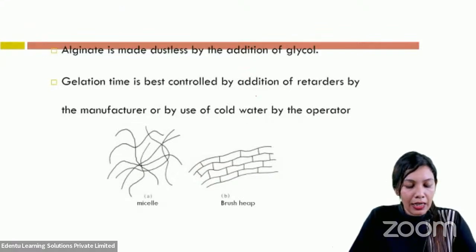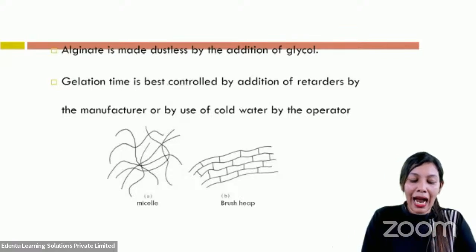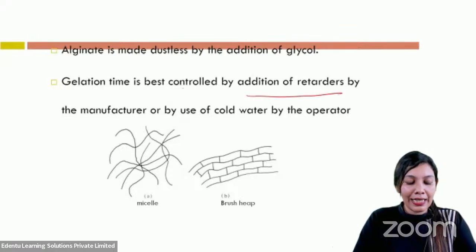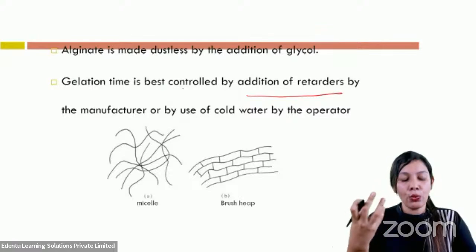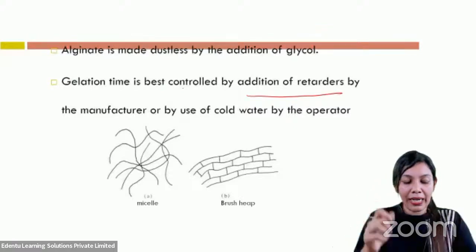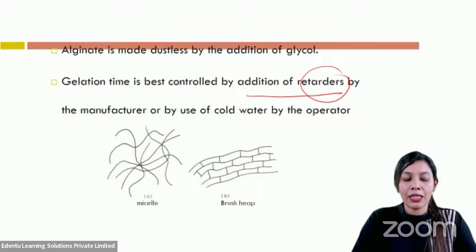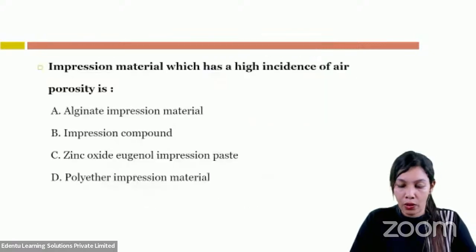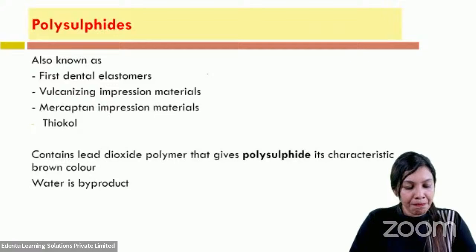Again, the gelation time of alginate is controlled by adding retarders, especially the usage of cold water by the operator. This is very important. How to retard? It is by the addition of cold water. Next question. Impression material which has a high incidence of air porosity. This is another important thing that you have to keep in mind. Air porosity is mainly seen in alginate impression material.